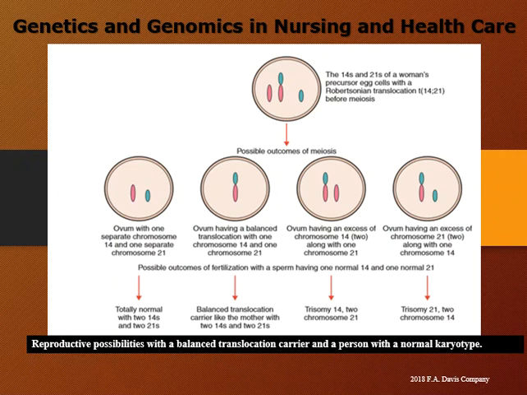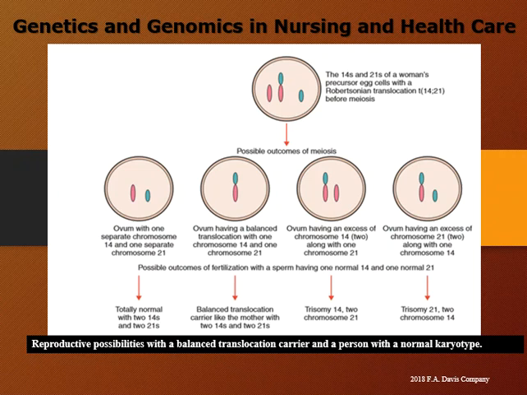So possible outcomes of meiosis of this egg would be that you have an ovum with one, because remember that in meiosis they divide and pull apart, so you have an ovum with one separate chromosome 14 and one separate chromosome 21. And then when that egg is fertilized from a male with a normal 14 and a normal 21, then over here on the far right, that would result in a totally normal genotype and phenotype with two 14s and two 21s. Because remember, you get one from the mom and you get one from the dad.